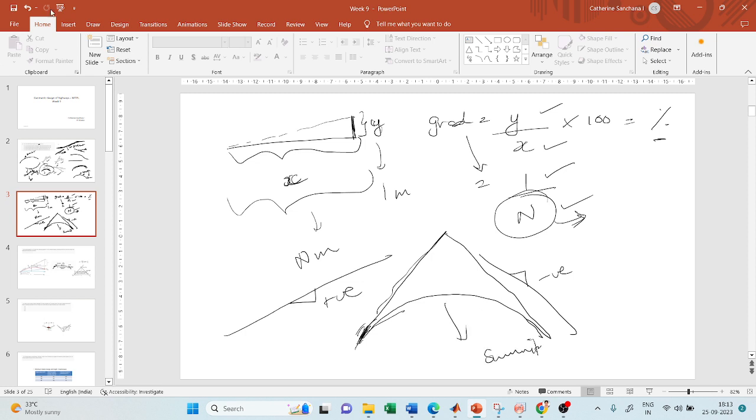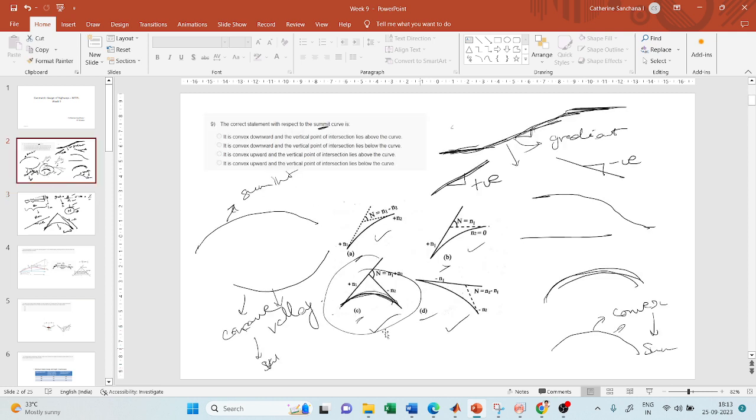This is one example of a summit curve. If you see this figure, the first gradient is positive, the second gradient is zero, which means that it is simply a flat surface. Now let us see this case. The first gradient is positive, the second gradient is also positive. Now come to the fourth case. The first gradient is negative and the second gradient is also negative.